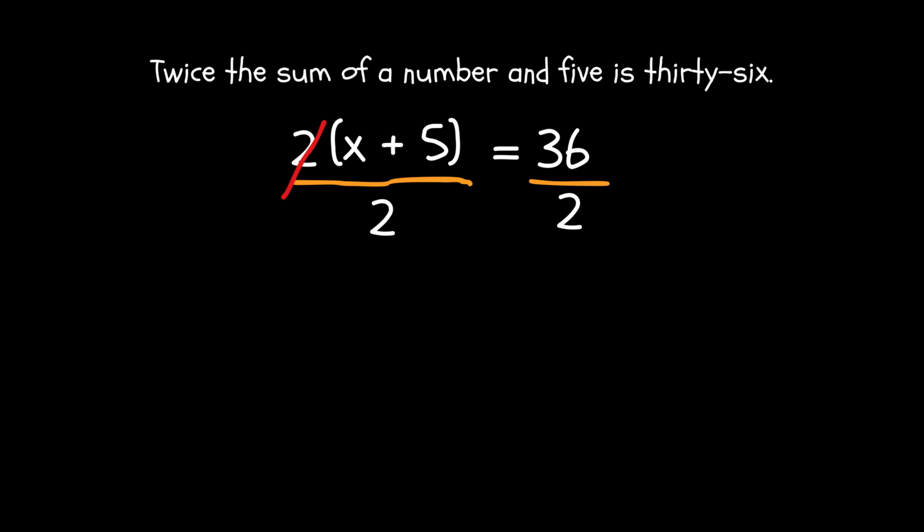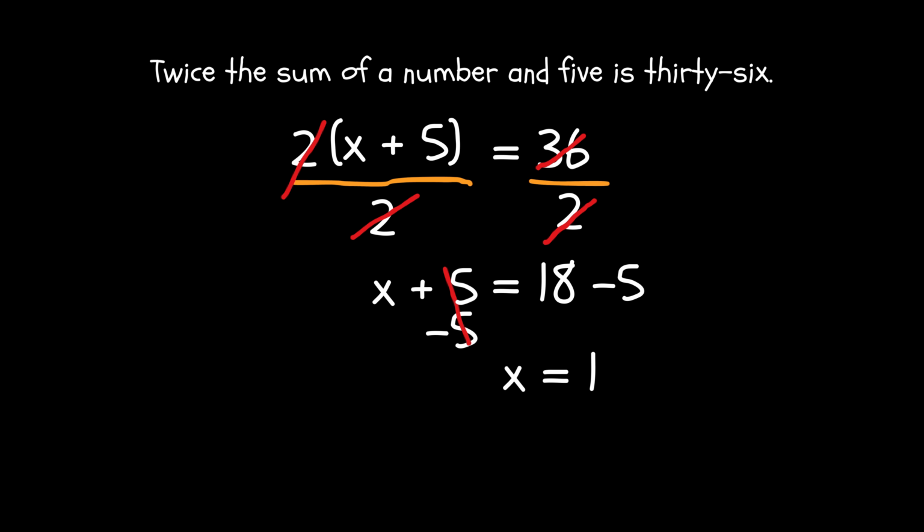Now the 2's will cancel and we will have x plus 5 equal 18. Let's subtract 5 on both sides. We will have x equal 18 minus 5, which is 13. Right, there we have it, x equal 13.